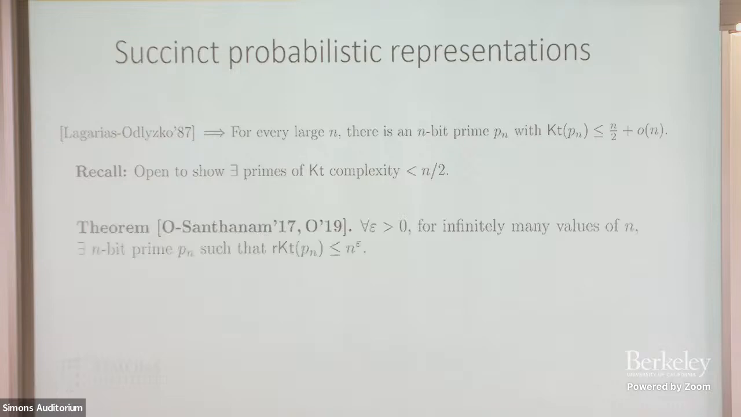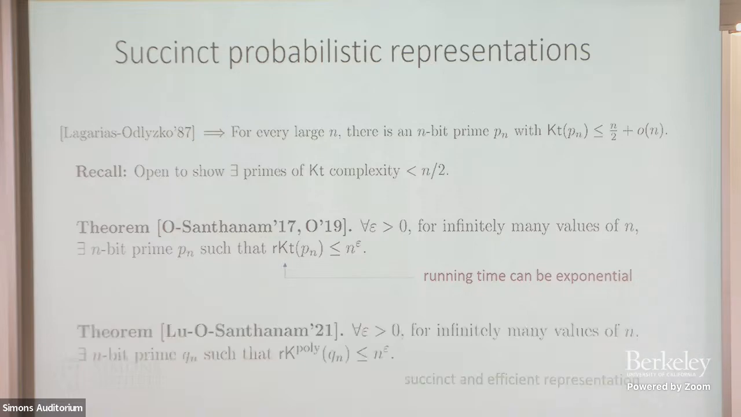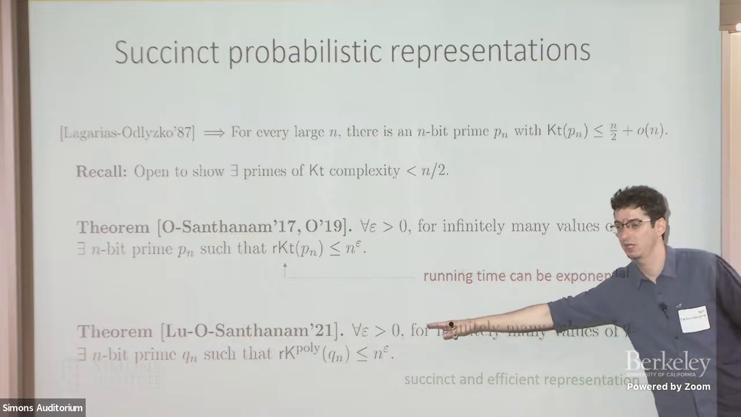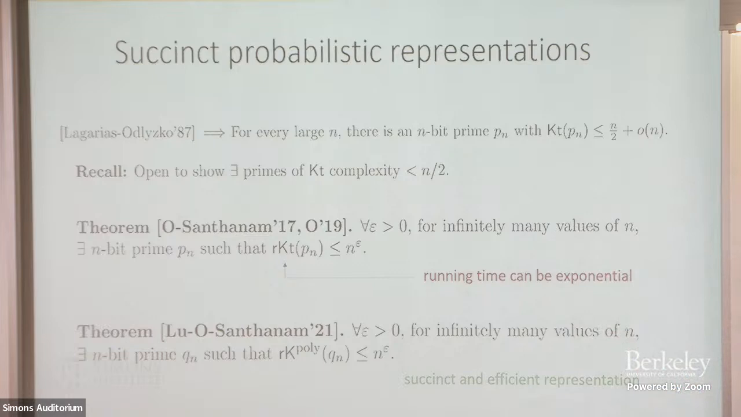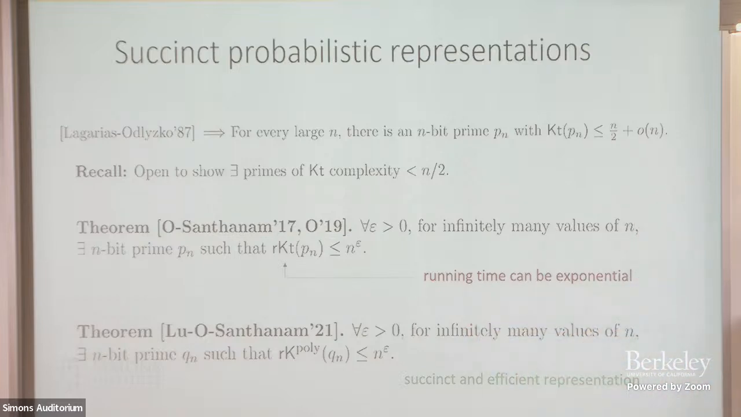This is still open, but once we move to the randomized case, together with Rahul, we show that there are primes whose RKt complexity is subpolynomial. So we have short encodings for infinitely many primes, but for Levin's notion, the running time can be exponential, so you get this log t. And what more recently we were able to achieve together with Tianqi is not only to upper bound the RKt complexity, but the RKpoly complexity, where the running time is fixed to be a polynomial. So now we can show that there are infinitely many primes such that not only do you have a succinct representation, but the decompression is also efficient.